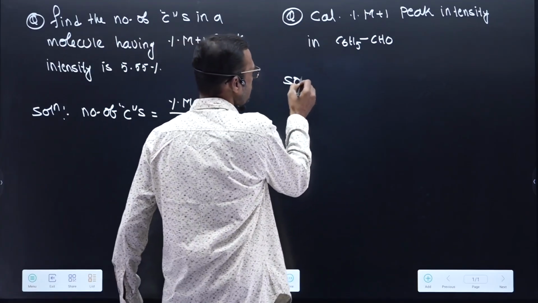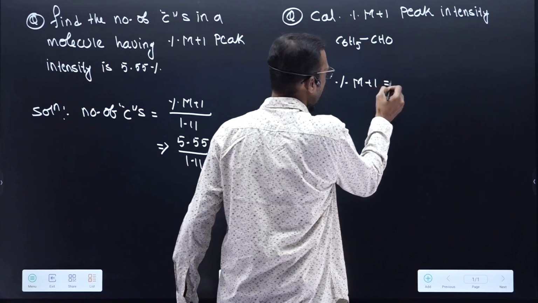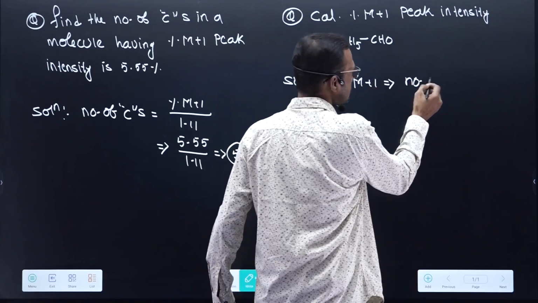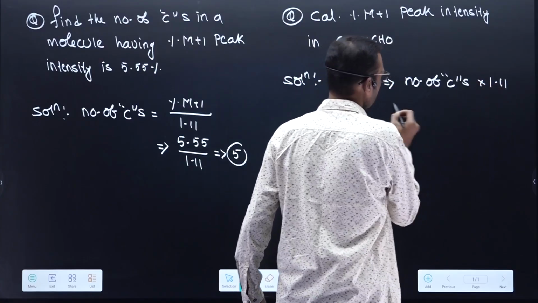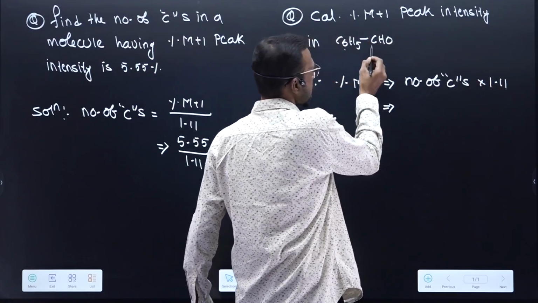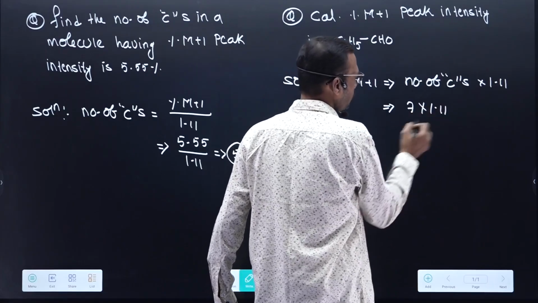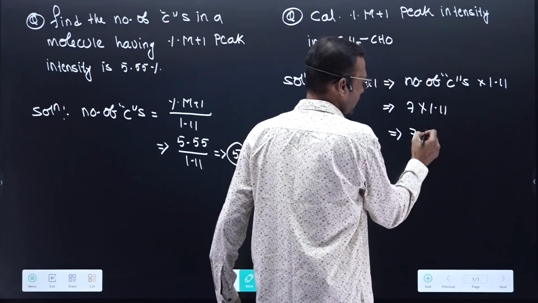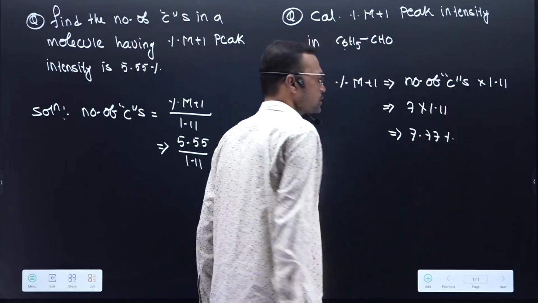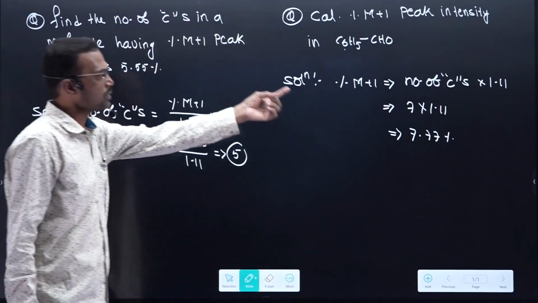Okay. If you want to calculate, we know the formula: percentage of M plus 1 is equal to number of carbons into 1.11. The number of carbons are C6 and here one more carbon, so total carbons are 7. 7 into 1.11 gives you 7.77. So that is 7.77 peak intensity. The M plus 1 peak intensity is 7.77.